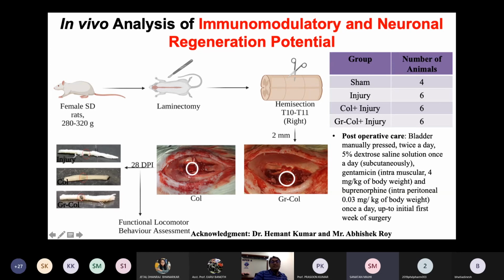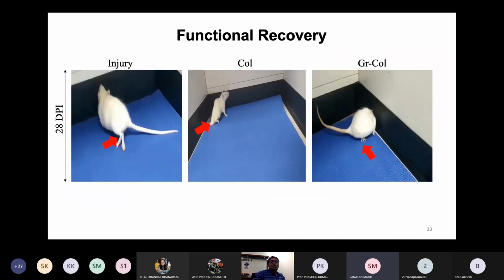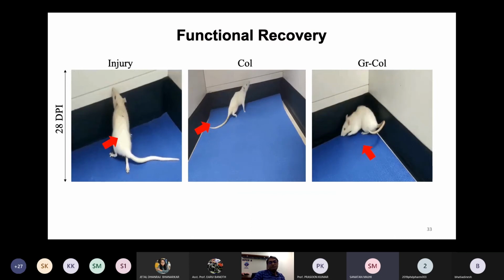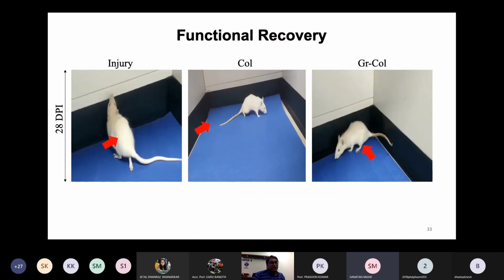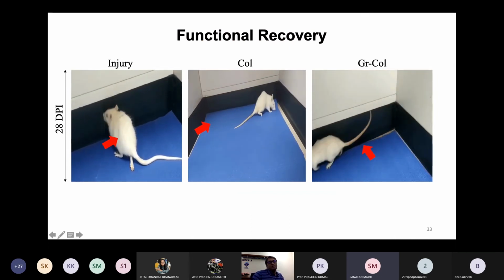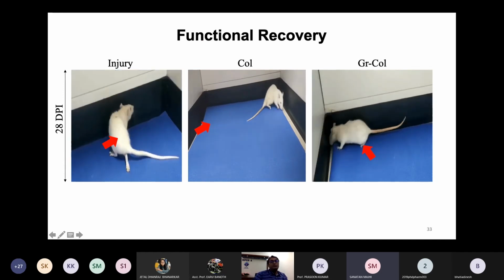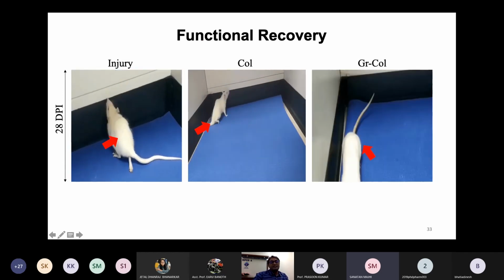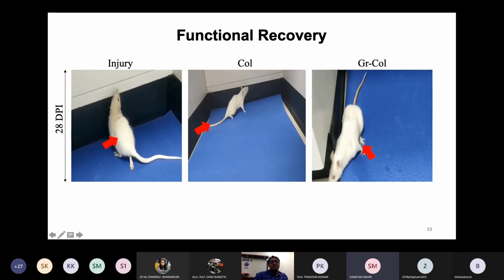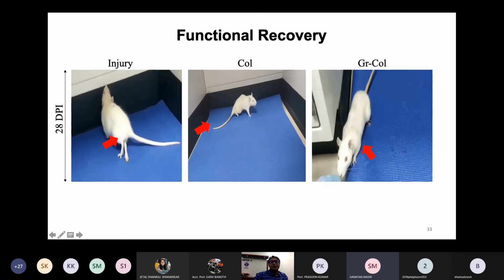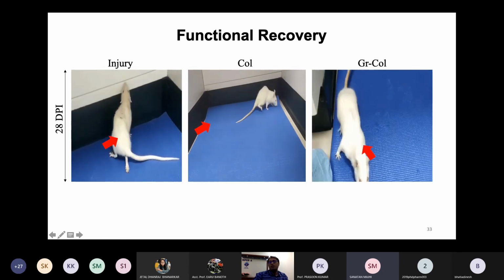To confirm that, we did the functional locomotor behavior analysis, and I did this study with my collaborator, Dr. Hemant. You see, this is a very nice video, and this clears everything. This is an injured animal. This is a sham. You see, even after 28 days, this leg is not straightening up. It is just limping, and it is not able to walk.